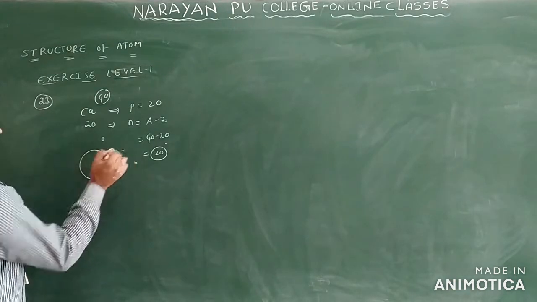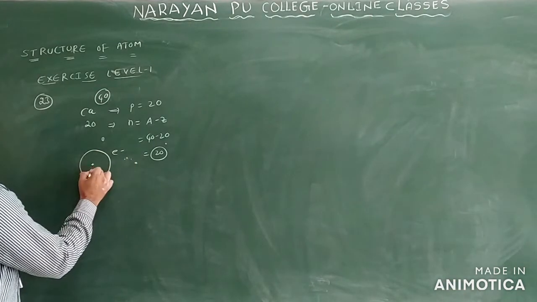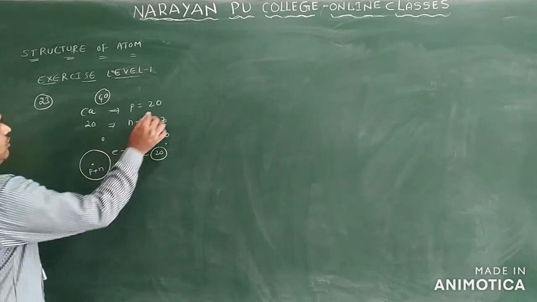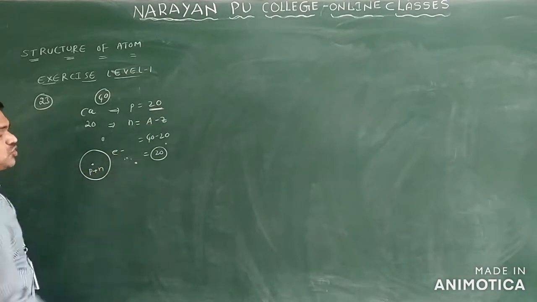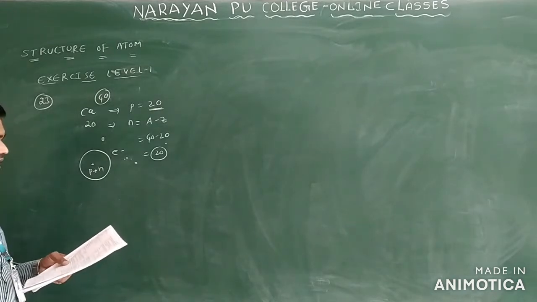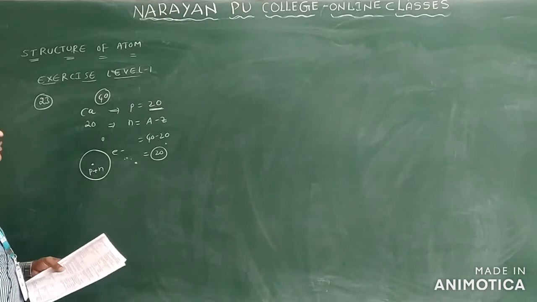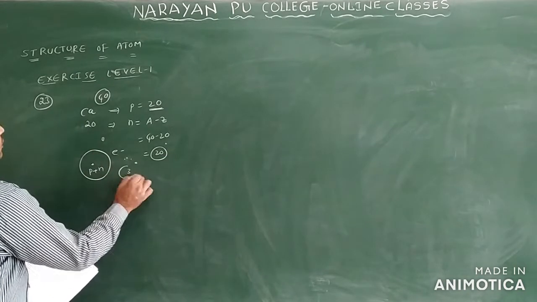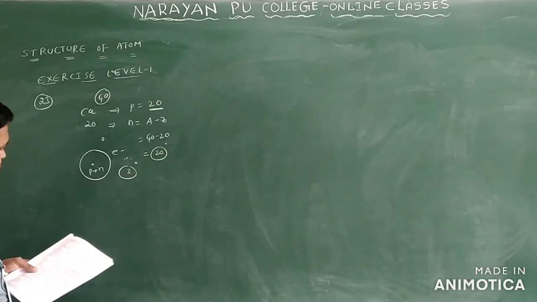Now in the nucleus, they are asking only about the nucleus. Electrons are present outside. In the nucleus we have protons and neutrons. Protons how many do we have? 20 only. Neutrons how many do we have? 20. So what is your answer? The nucleus of calcium contains 20 protons, 20 neutrons only. So you will take option 3 for this question.